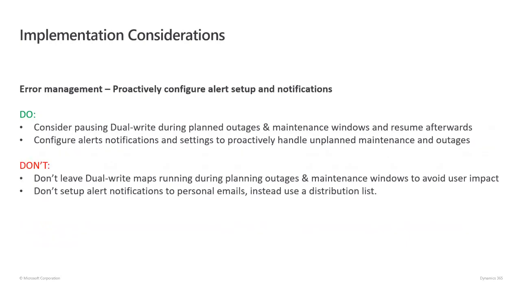Now, when it comes to error management, our general recommendation is to proactively configure alerts, setup and notifications. Consider pausing dual write during planned outages and maintenance windows, especially if you know that users will be using the system, to avoid them getting unexpected error messages. Otherwise, if you didn't pause it and nobody is using the system, you'll be fine. And proactively configure the alert notifications and settings so that if there has been any unplanned maintenance or unplanned outages, and there are tons of error messages, you can gracefully manage that and handle these errors.